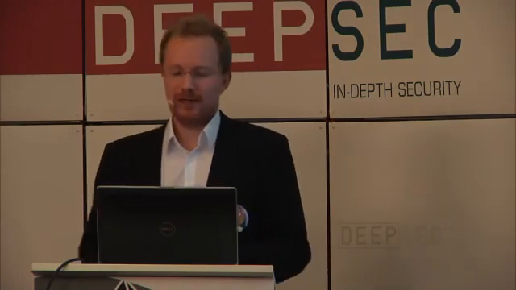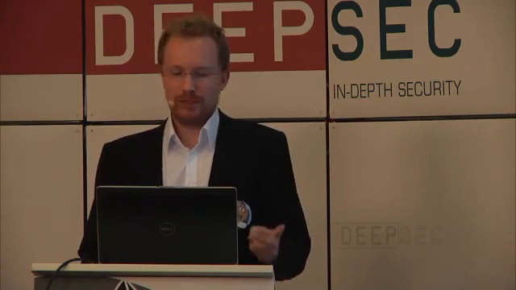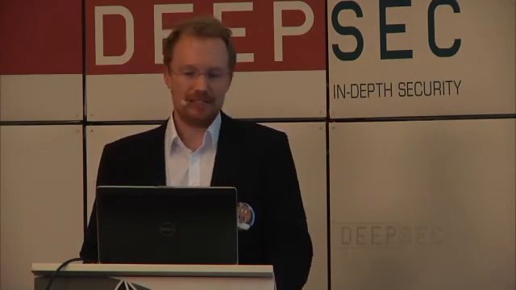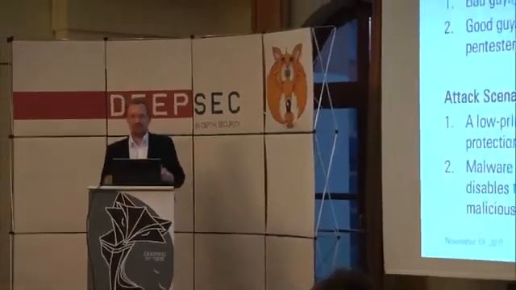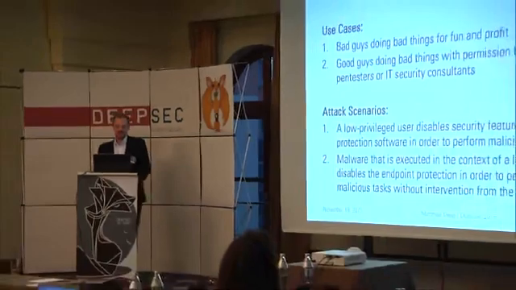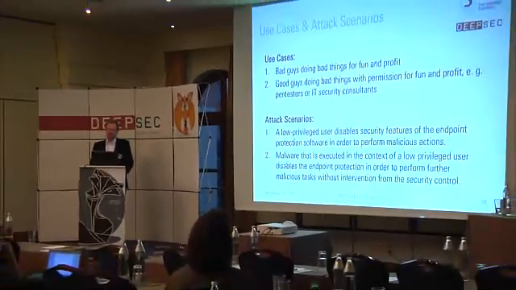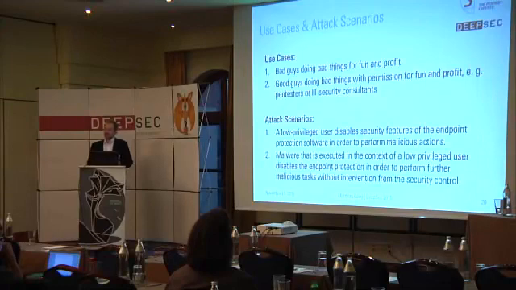Okay, so what are the actual use cases and attack scenarios concerning these less regarded security issues? Well, I came up with actually two. The first use case is bad guys doing bad things for fun and profit, and the next one is good guys doing bad things with permission for fun and profit. For example, pen testers like me, or IT security consultants, but the main thing is, in both cases, bad things are done, and you want to avoid bad things when it comes to your corporate network, the systems you're responsible for. So it is good if these vulnerabilities will vanish in the future.